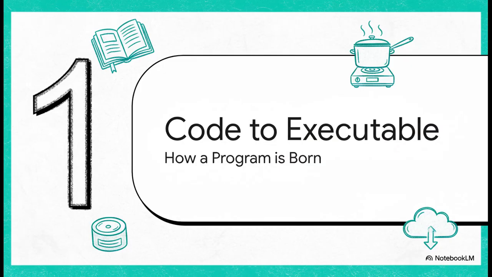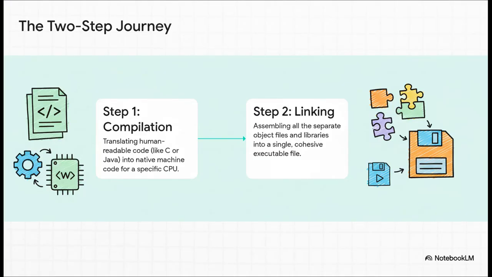Okay, so we know a program becomes a process, but that just kind of backs the question up a step, doesn't it? Where did that program file even come from? How do we get from code that a human can write to something a computer can actually understand and run? It's basically a two-part journey.